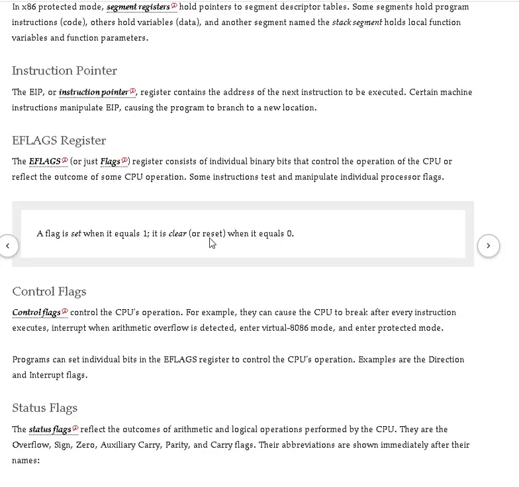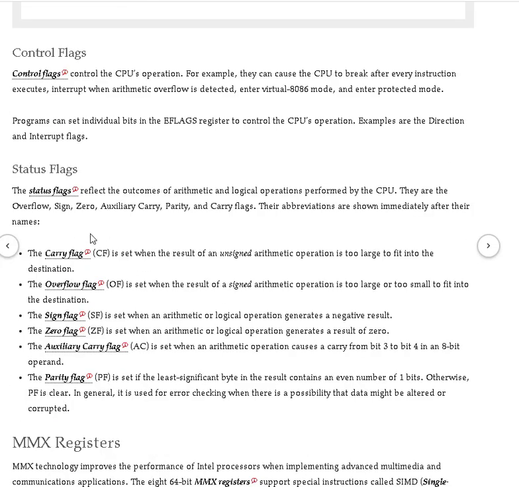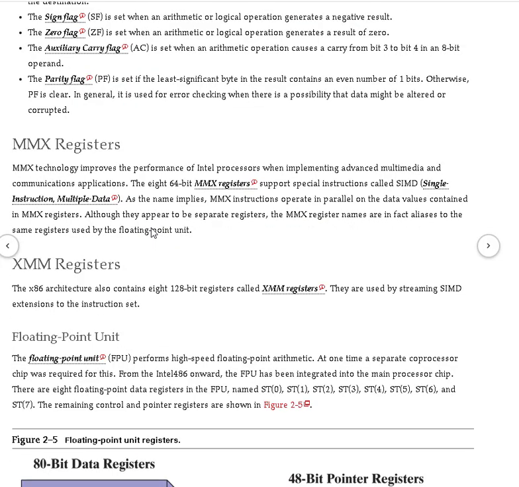The flags register, know that it's there, and you don't have to know what these control flags are right now, these status flags. Are they important? Yes, they are, but we won't get to them until we start writing if statements in assembly. Then we're going to use these a whole lot. Just be aware they're there. These registers, the MMX, the XMM, we're not going to talk about at all at any time during this class.